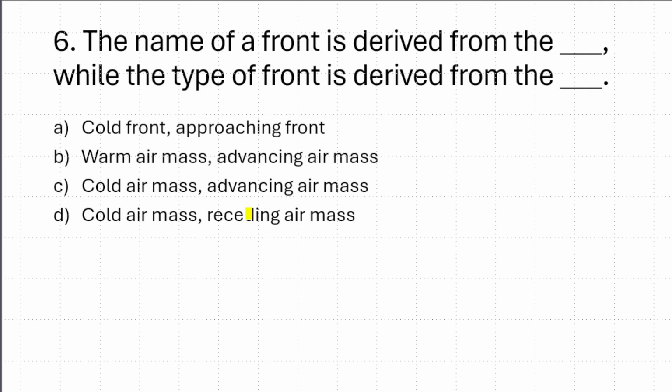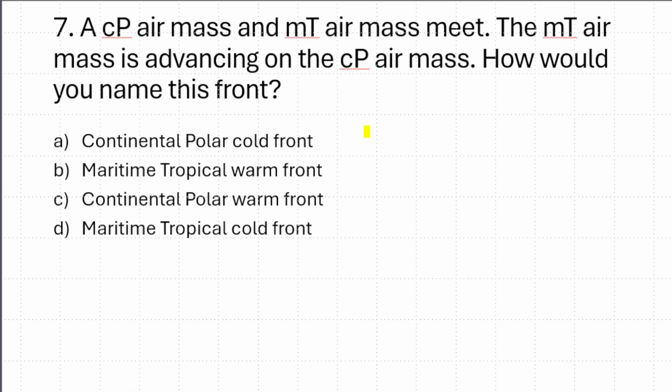So the answer to question 6 is C. The name of a front is going to be derived from the cold air mass, while the type of front is derived from the advancing air mass. I want you to keep this in mind. The next question is going to make this a little easier for you to understand because we're actually going to name a front.